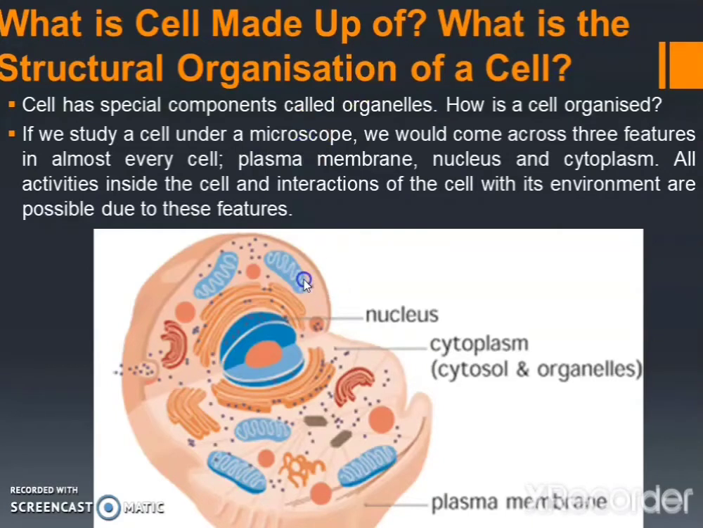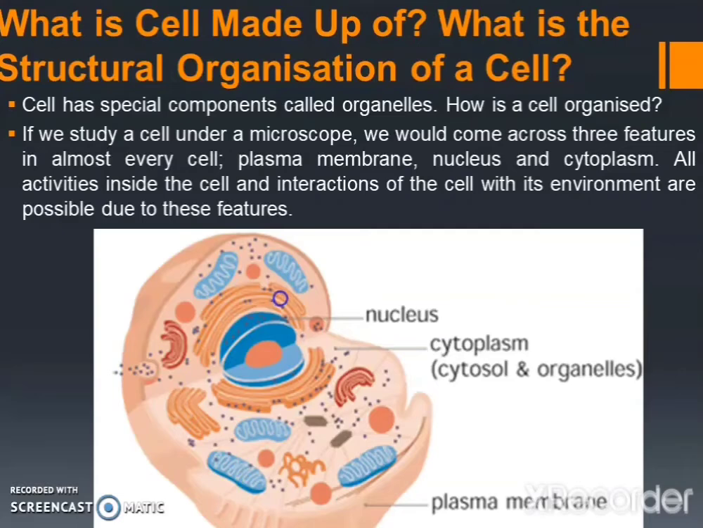So the first one is the plasma membrane. The outermost covering is the plasma membrane. Then comes the nucleus, the central portion, and then the fluid portion, which is the cytoplasm. All the activities inside the cell and interaction of the cell with its surrounding are possible due to these features. It is due to the features which they have.